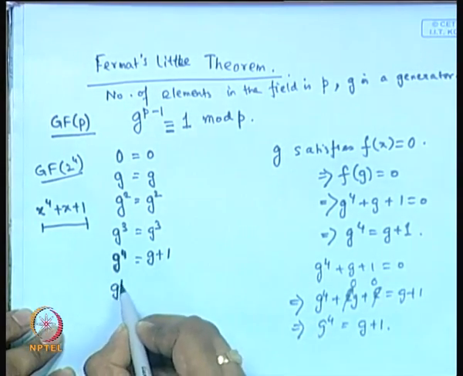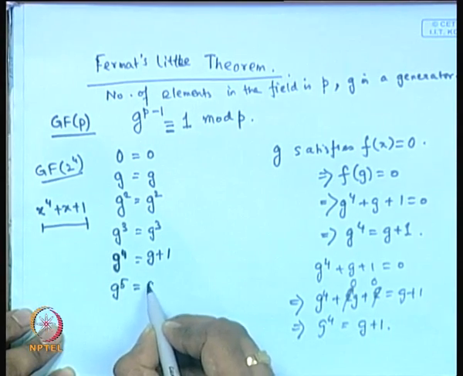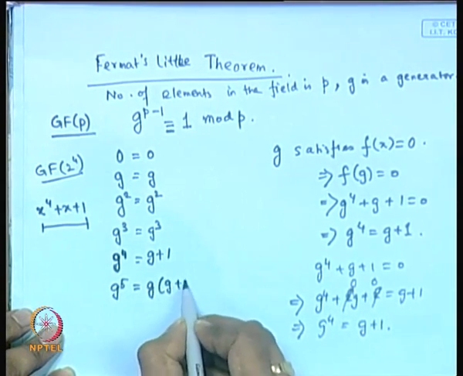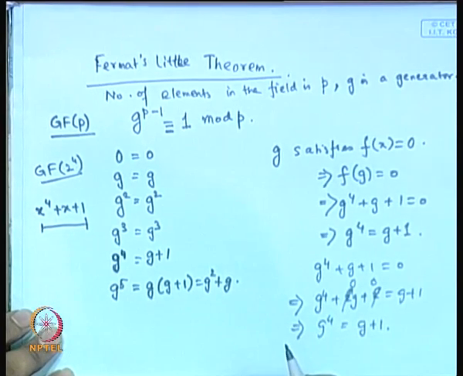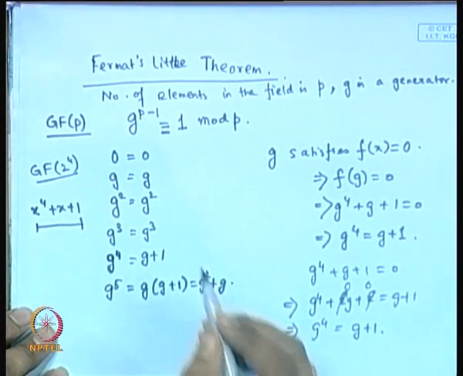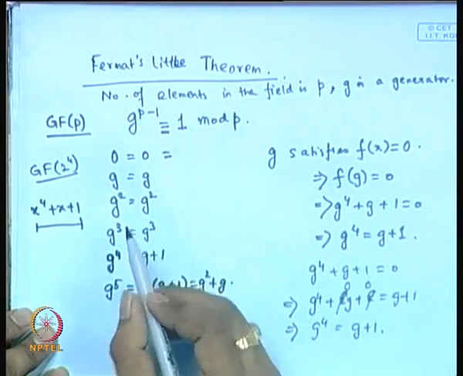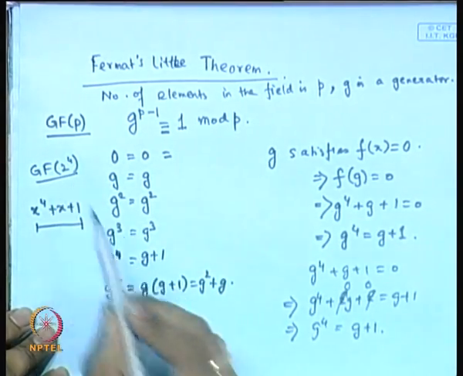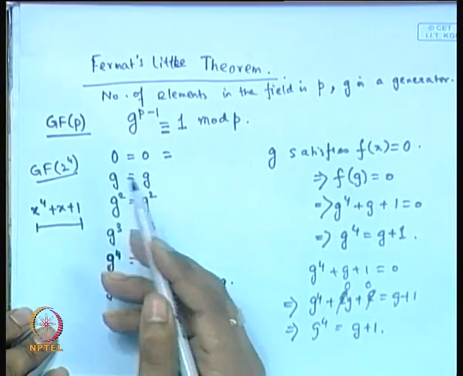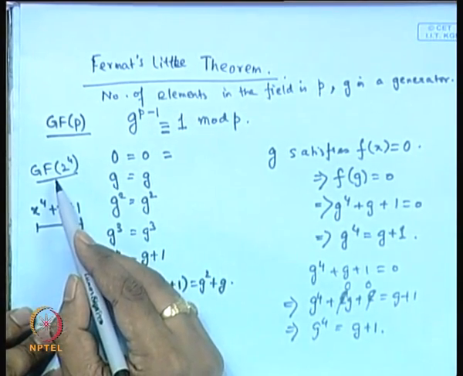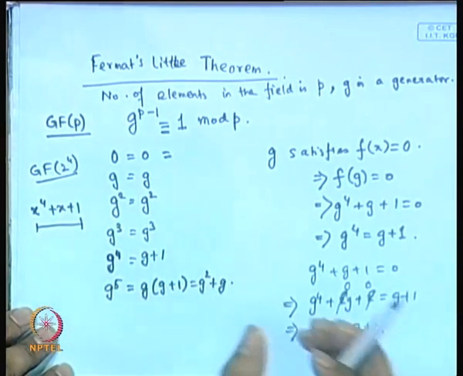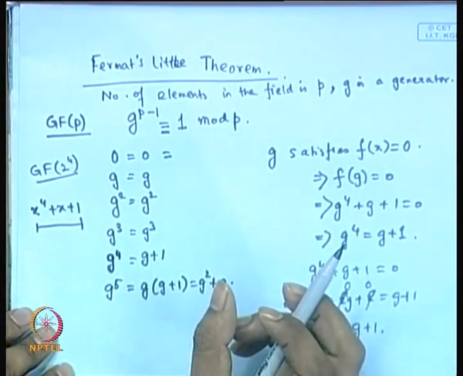Similarly, if I would like to compute G power 5, then G power 5 is G into G plus 1, so that is equal to G square plus G. So that is still inside the field. Another way of seeing that it is really in the field: to represent elements in GF(2^4), we already discussed that we can represent them as polynomials, and the corresponding binary representation would involve 4 bits.